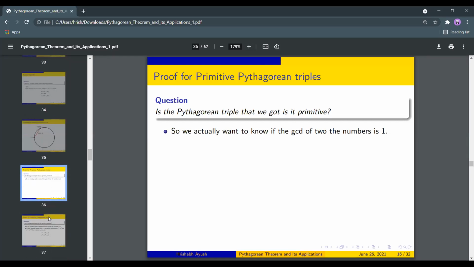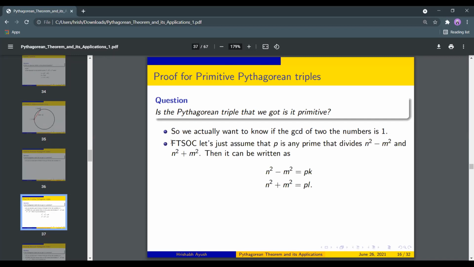Right, so let's assume for the sake of contradiction that p is any prime that divides n square minus m square and n square plus m square. Then we can write n square minus m square equals pk and n square plus m square equals pl, because p divides both. You learned this in the modular arithmetic lecture, so there's nothing new about it. But does anyone have any doubt till now?